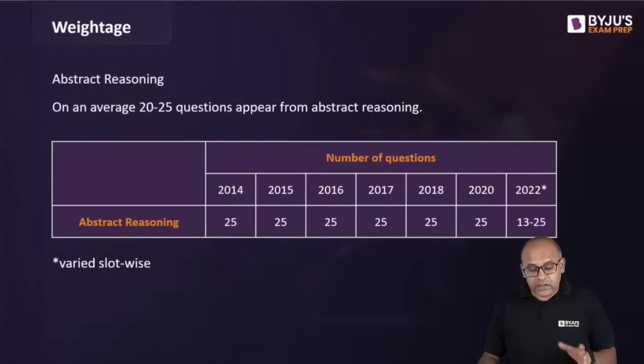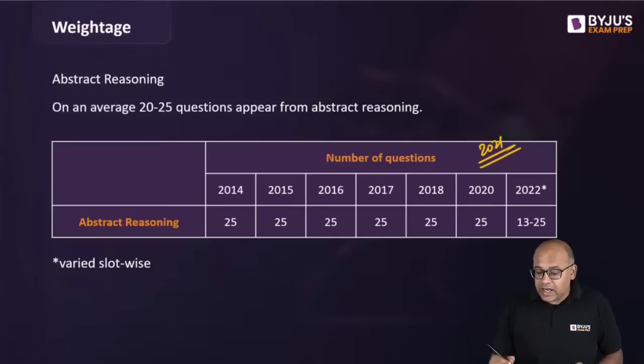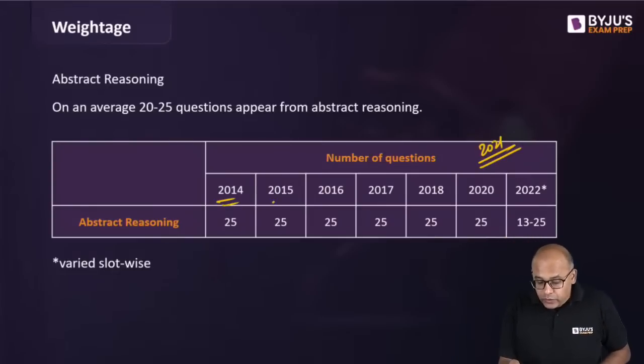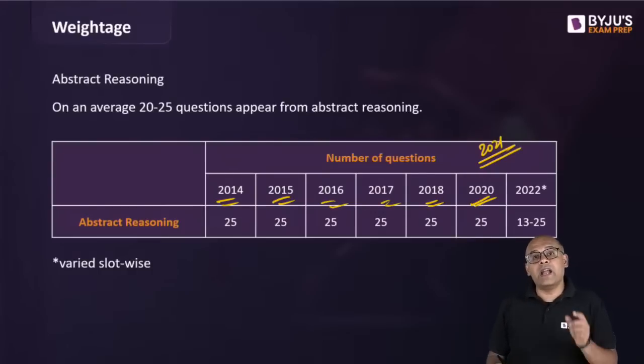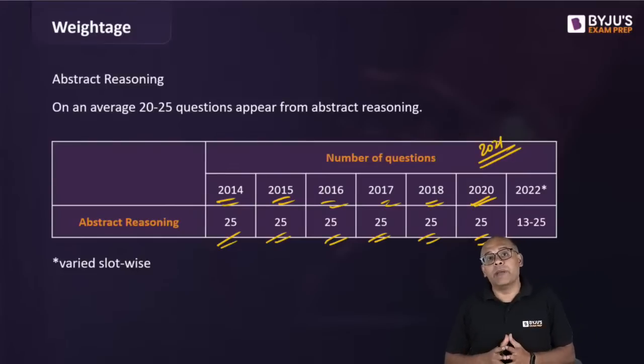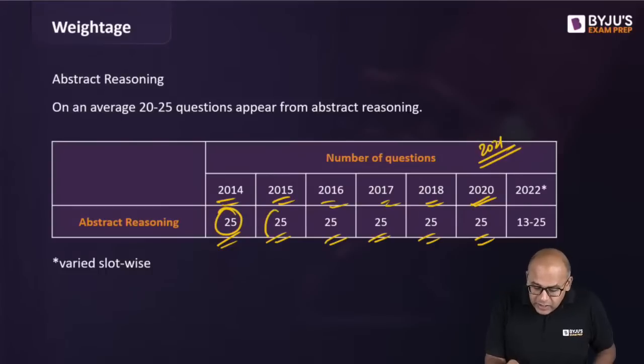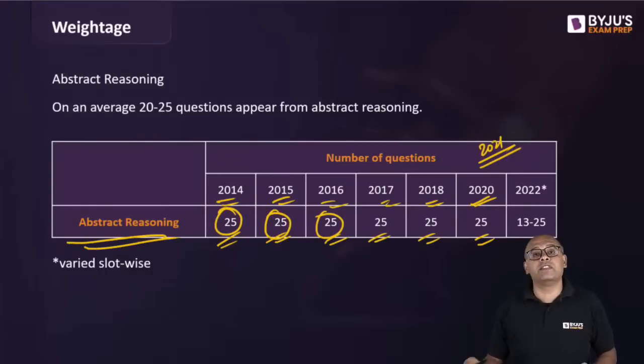Okay, let's take a look at it. So this is what we have put together for the last 7 years. 2021 is missing because we didn't have the paper with us. 2014, 15, 16, 17, 18, 19 also we don't have the paper, 20 and 22. So we have confirmed based on our people who have written the exam, based on what we have done in terms of our own analysis, that every year there used to be 25 questions from abstract reasoning.